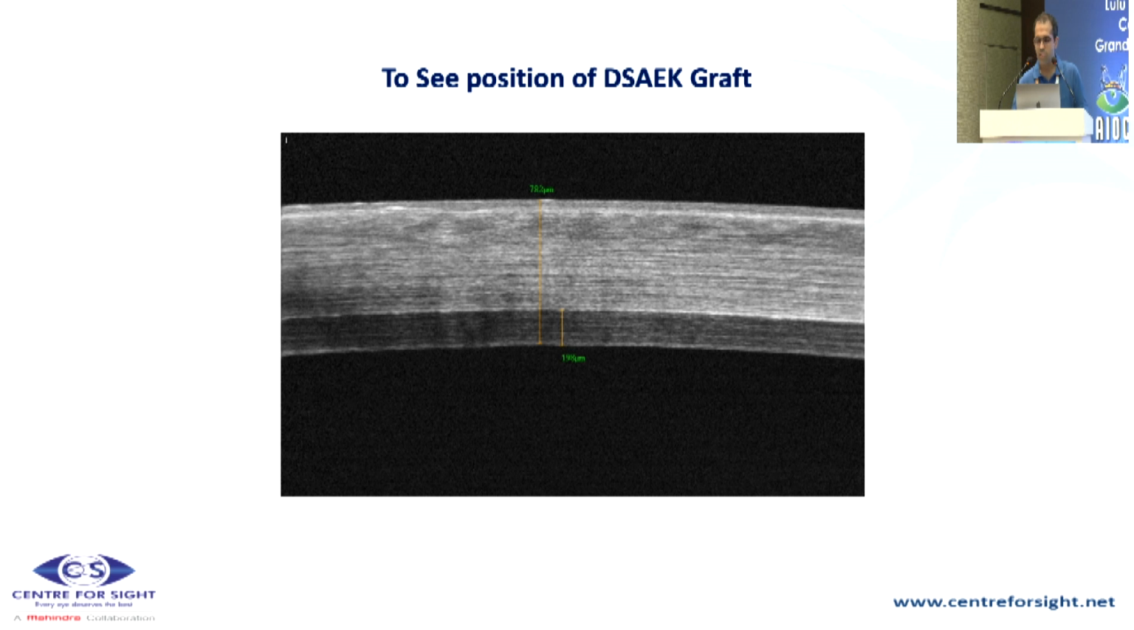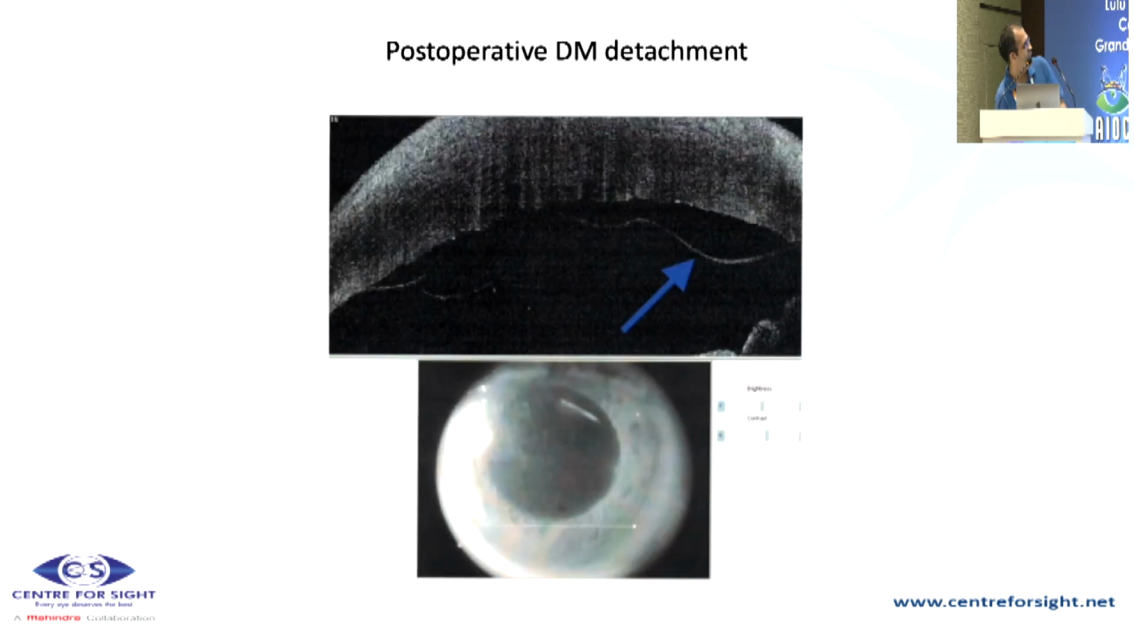Post-op DM detachment, yes, this is a case that came to us from elsewhere, operated elsewhere. The patient had vision 6/12, not improving after a month after surgery, and you can see a very well demarcated DM detachment. I'll show you a video showing how we did manage this case.